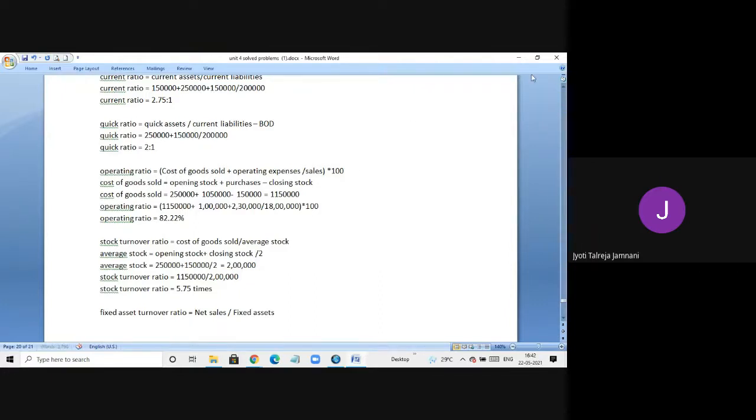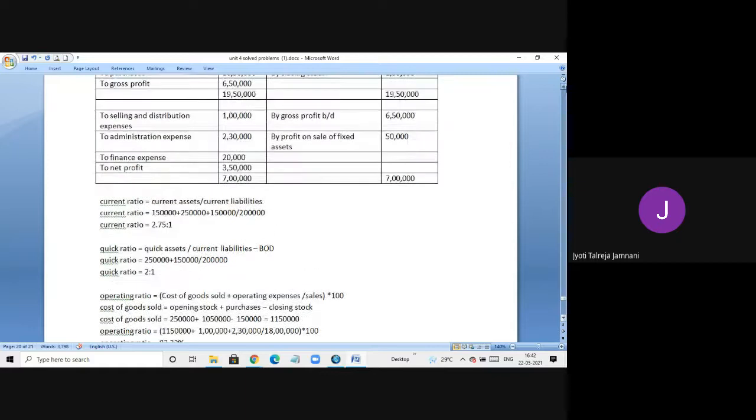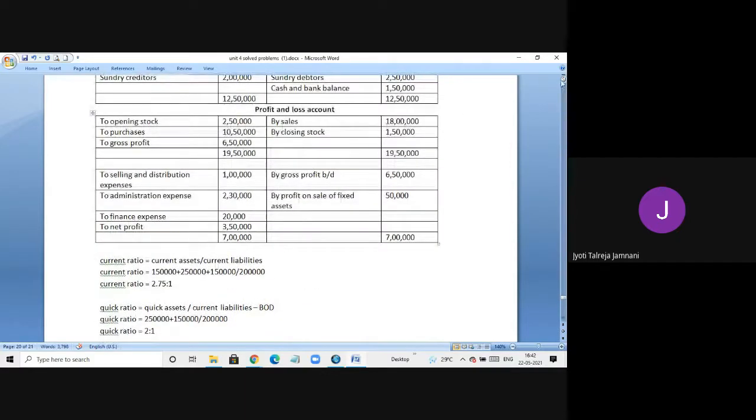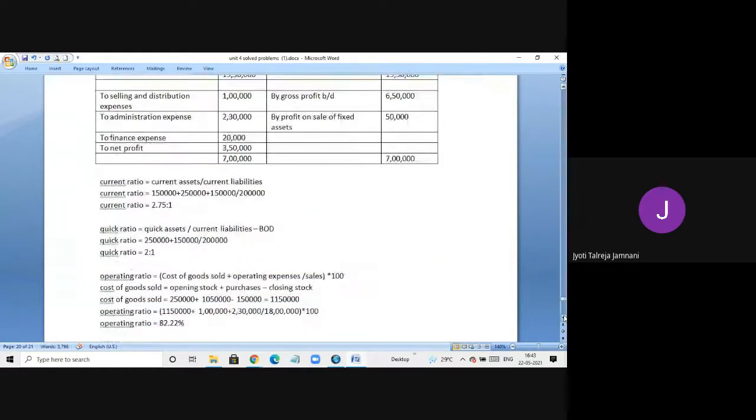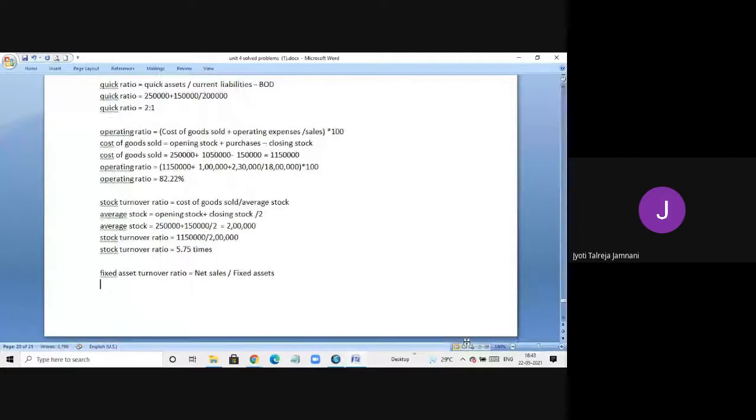We know the value of sales, which is given in the profit and loss account, which is 18 lakh rupees. And we'll see the fixed assets. We have two fixed assets, land and building 5 lakh and plant and machinery 2 lakh. So our fixed asset is 5 lakh plus 2 lakh, 7 lakh. Fixed asset turnover ratio is equal to sales 18 lakh divided by fixed asset, land and building 5 lakh plus plant and machinery 2 lakh.